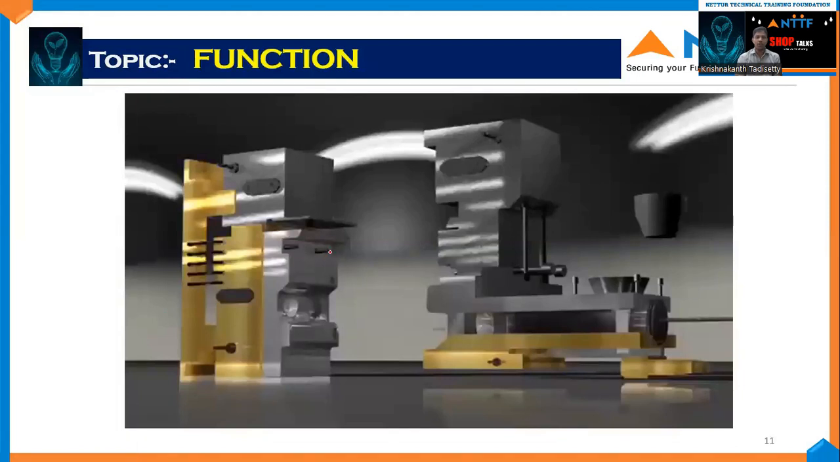Now let us see a small video of the function of this hot chamber molding process. But before watching this video, let me tell you one thing. This was not a gooseneck mechanism, but we can see here the mechanism of the crucible and also the mechanism of the plunger or piston. Let's watch a video.